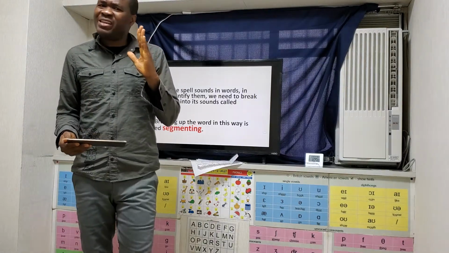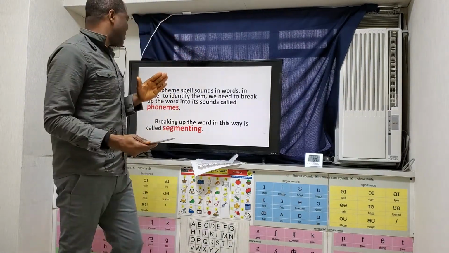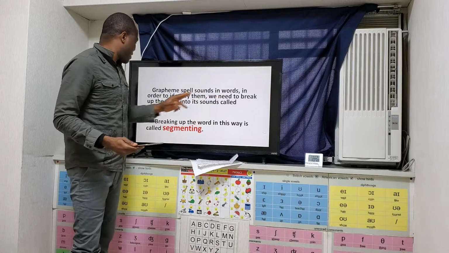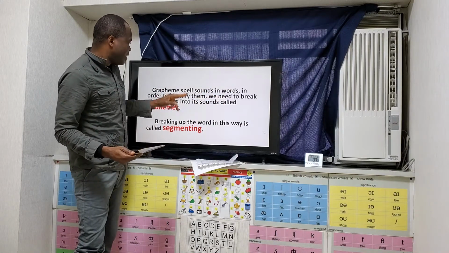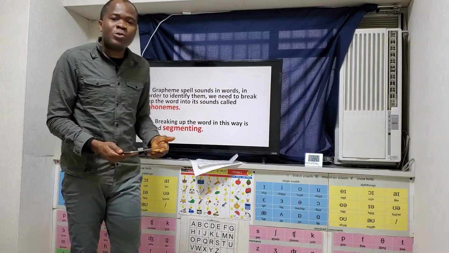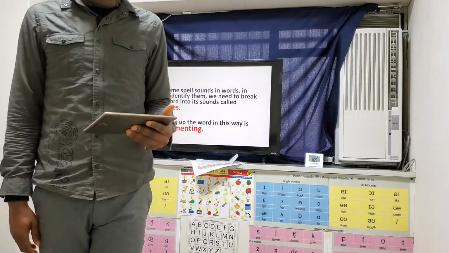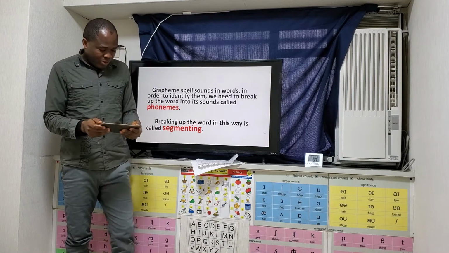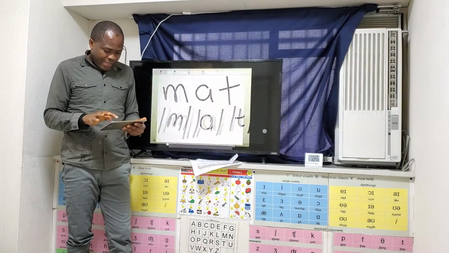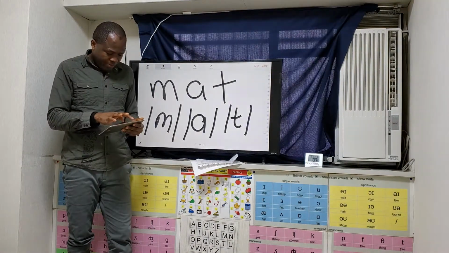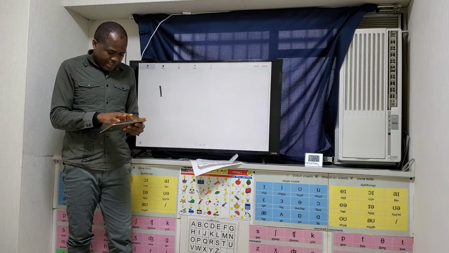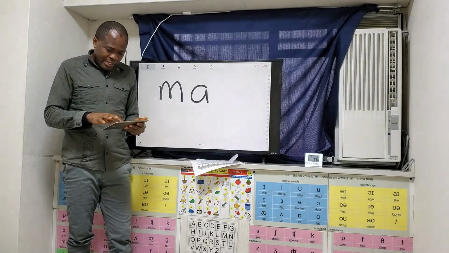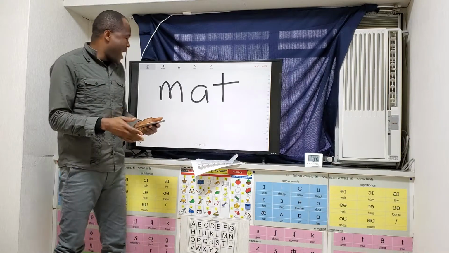We cannot just identify the graphemes, so how do we identify them? We need to break up the word into its sounds, called phonemes. Let me go over again so that you can understand what we are saying here. If I write M-A-T as my first example, math.